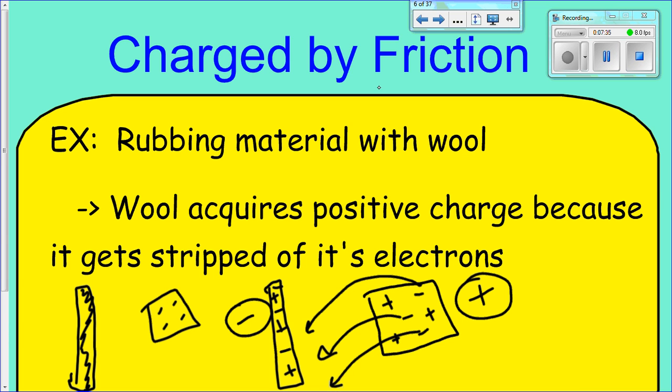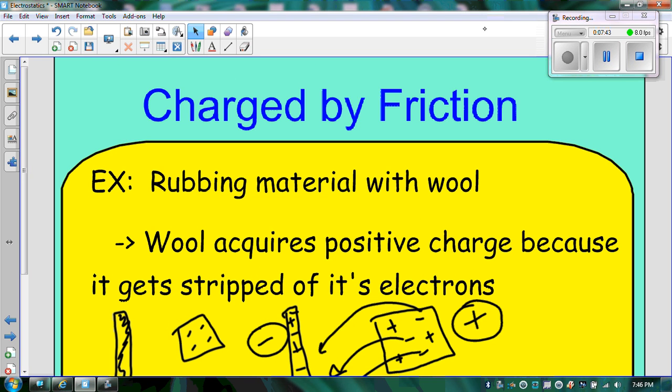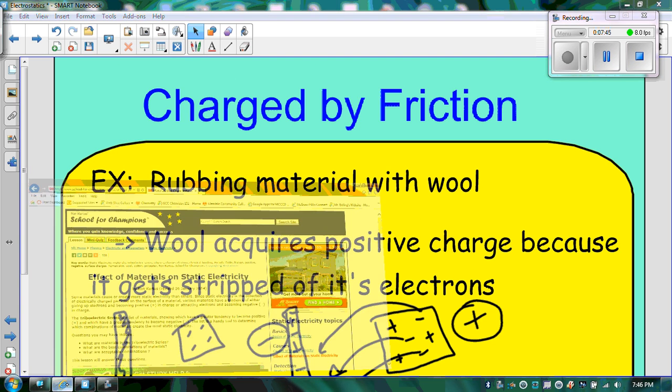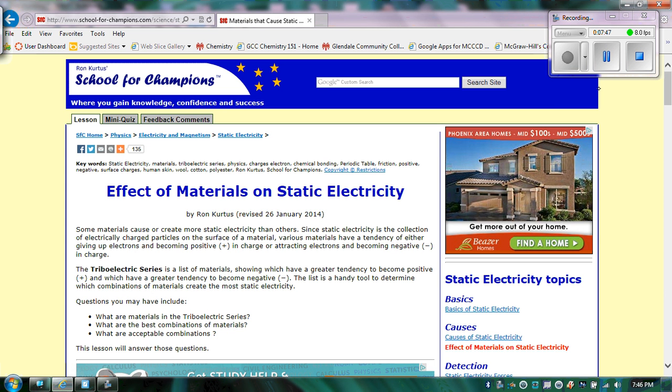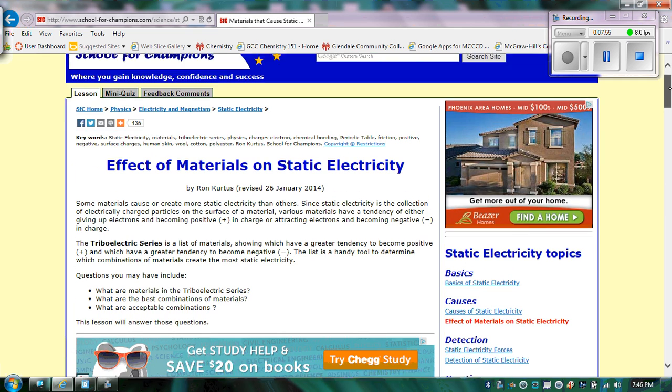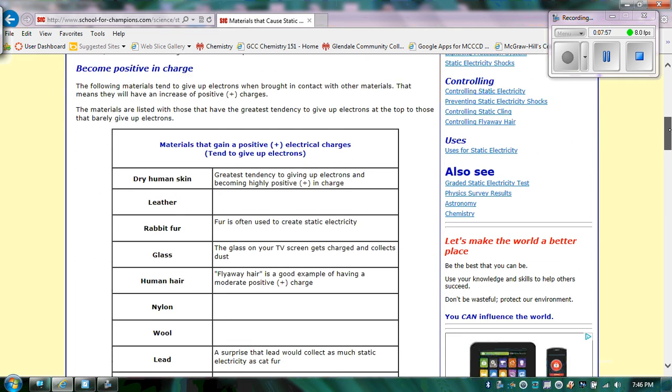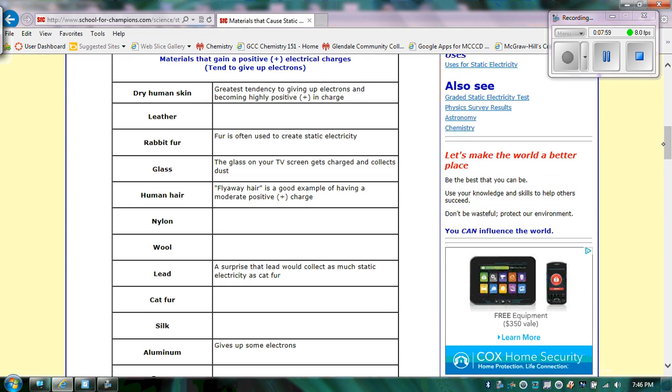Now, every material is different, and certainly there are many materials in the world that we could discuss, and I'm not going to discuss all of them, but I did want to show you really quickly. There is a website here that I have pulled up. This is the effect of materials on static electricity. So I just went to a random site off the internet, and I like this one because it gives a pretty comprehensive list. So you can see right here, this is materials that tend to gain a positive electrical charge when they are rubbed together.